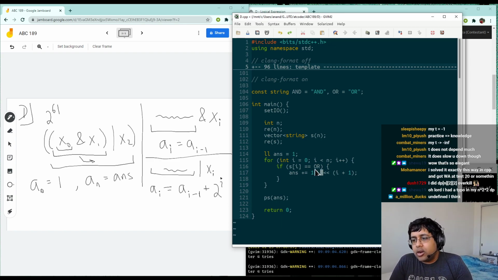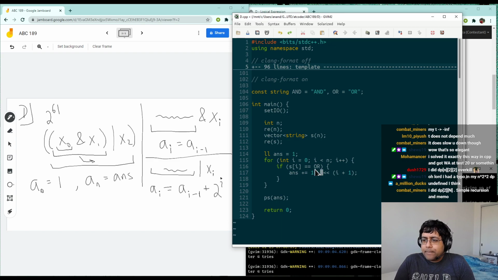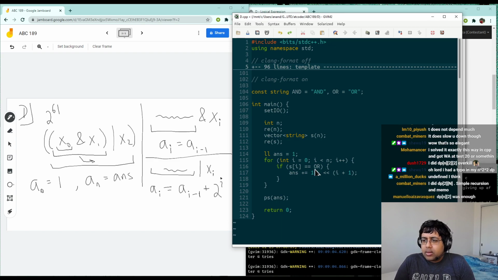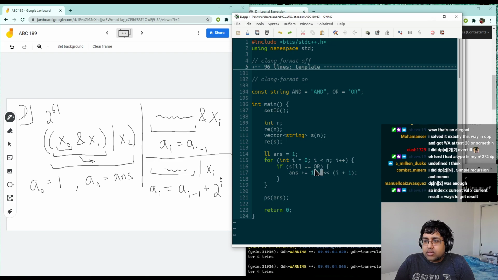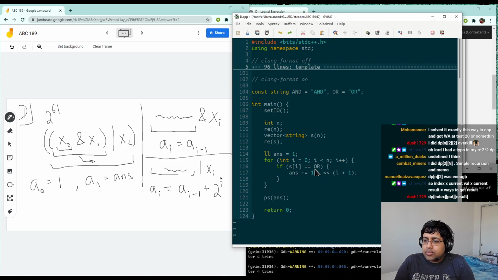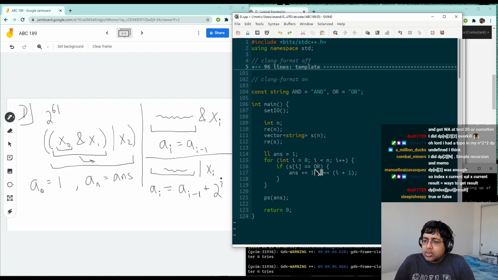Cool. Some people are saying they did it via DP with a 2x2 DP. So what does that actually look like? What's your DP state? Is it like the number of ways to make the previous thing true, or index times current val times current result.